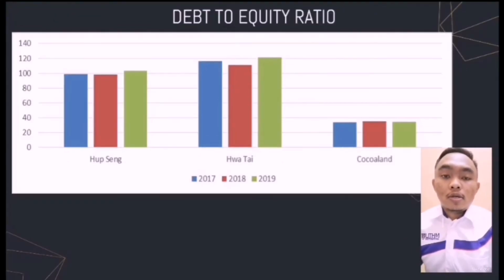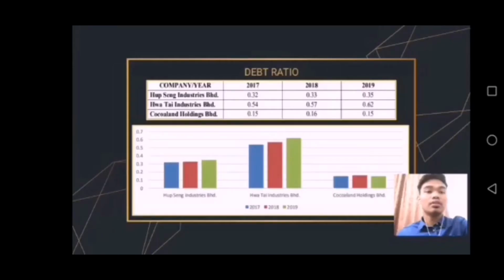Next is debt to equity ratio. From the graph, the debt to equity ratio for the three companies is fluctuating for 3 years. Hapseng is 99% decreased to 98% in 2018 and increased to 103% in 2019. For Huatai in 2017 is 116% decreased to 111% in 2018 and increased to 121% in 2019. For the Cocoland in 2017 is 33.65% increased to 35.65% in 2018. For 2019, it decreased to 34.44%.